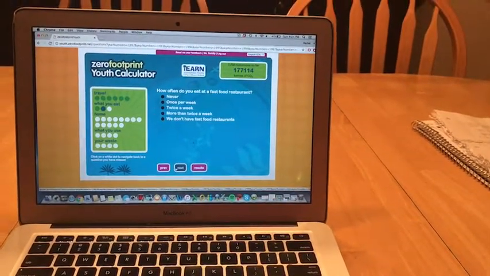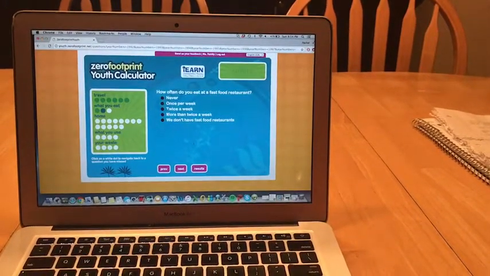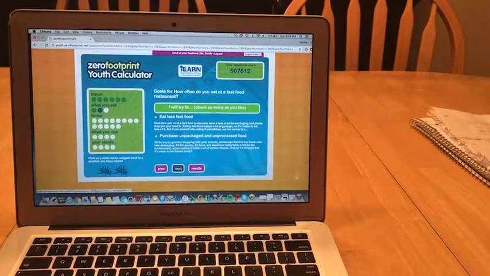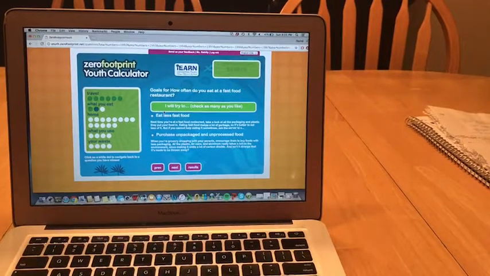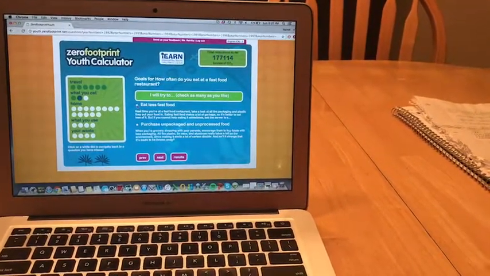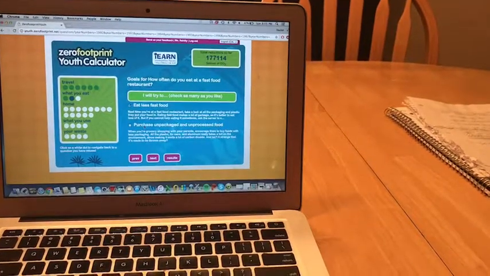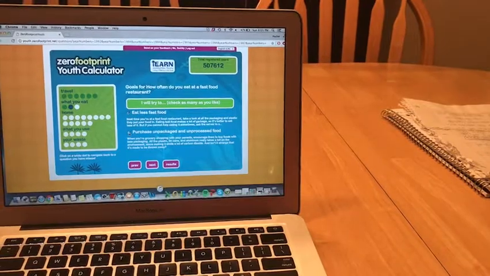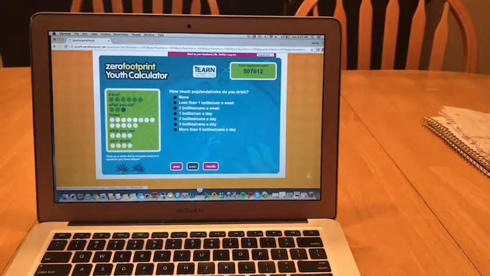How often do you eat at fast food restaurants? I'm going to say about once per week. Next. So it actually helps to eat less fast food. It helps the planet eating less fast food. So I'm going to click yes. And it says purchase unpackaged and unprocessed food. So I'm going to click on that one. I will try to do both of those.